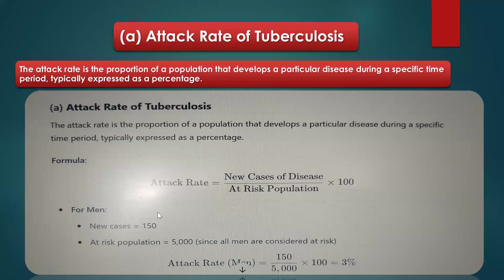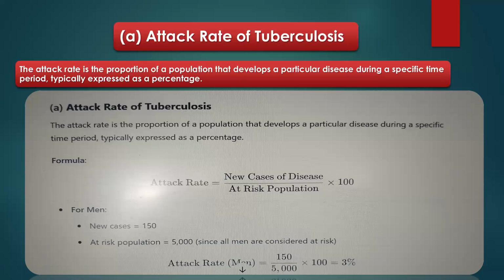So for calculation of the attack rate among men, we already recorded the new cases of tuberculosis among men to be 150 cases. And the total population of men, not the total population of women now, since we are looking at attack rate of tuberculosis among men, is 5,000. That total population of men is known as the at-risk population, since all men are considered to be at risk of tuberculosis in that community.